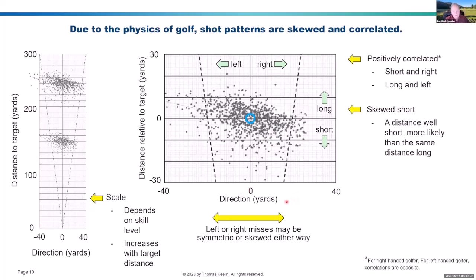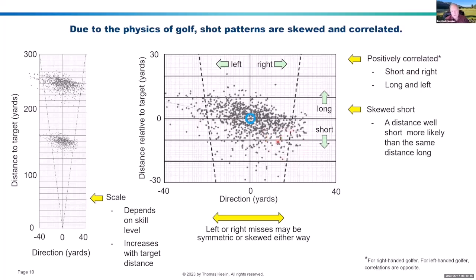So if we know some things about shot dispersion patterns, there are a lot of things that all shot dispersion patterns have in common. First of all, the farther away you are, or the longer the shot is, the wider the dispersion pattern. That's not surprising. But secondly, due to the physics of golf, there are certain facets that almost all shot dispersion patterns would reveal. One of them is that there's a correlation between hitting the ball left and hitting it too long. There's a correlation between hitting the ball short and hitting it right.